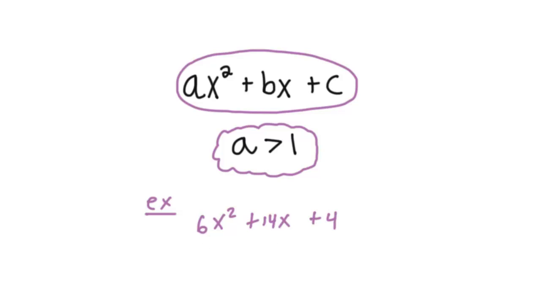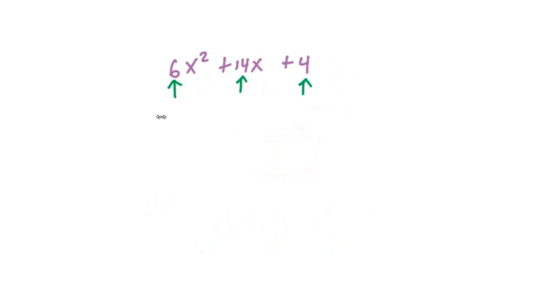So the a is 6, the b is 14, and the c is 4. And clearly a is greater than 1. Again, our example is 6x squared plus 14x plus 4, and the a is 6, the b is 14, and c is 4.